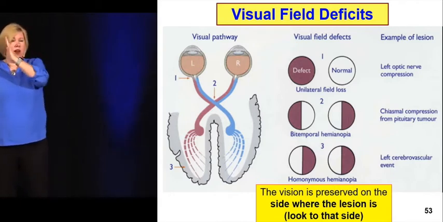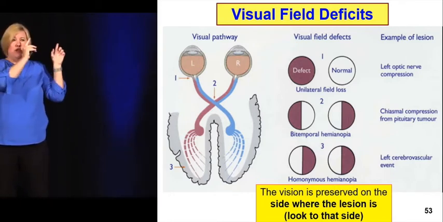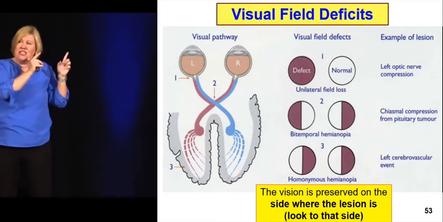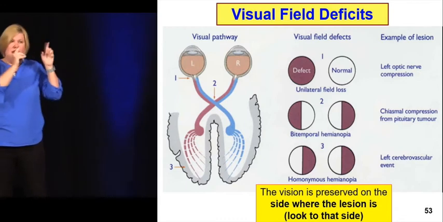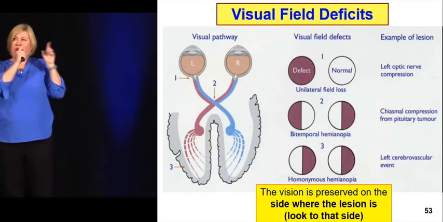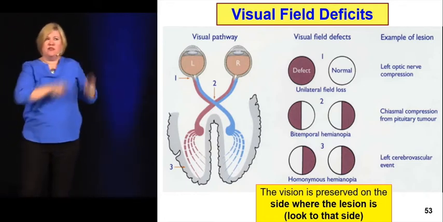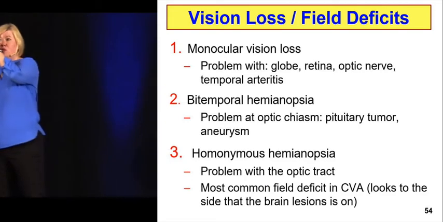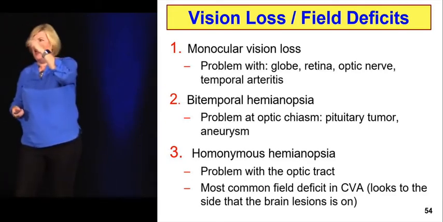Now that they've lost this part of their visual field, the eye will drift over to the area where the vision is preserved. And they look to the side where the lesion actually is, because remember that you have that crossed over pattern. So the eyes will drift to the side where the stroke is, and that's where the visual field is actually preserved. So monocular vision loss means there's something with one side, the globe, the retina, the optic nerve.